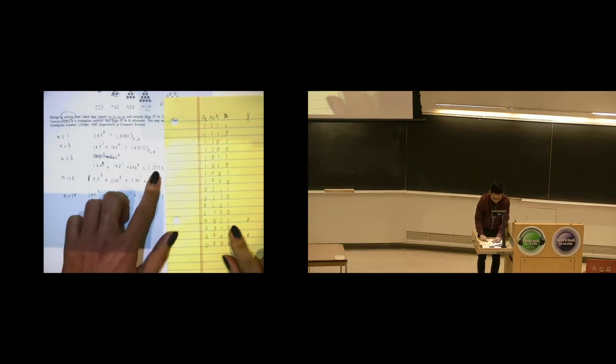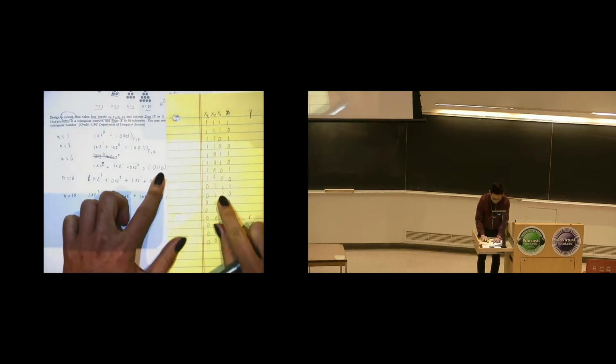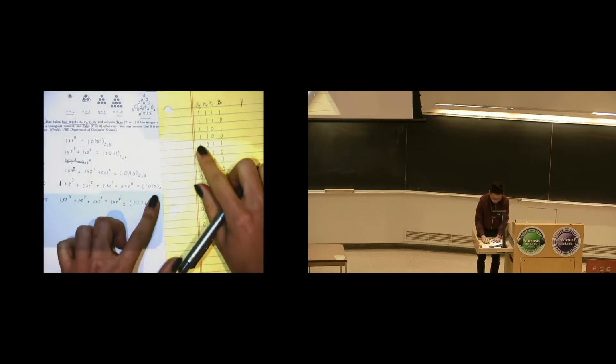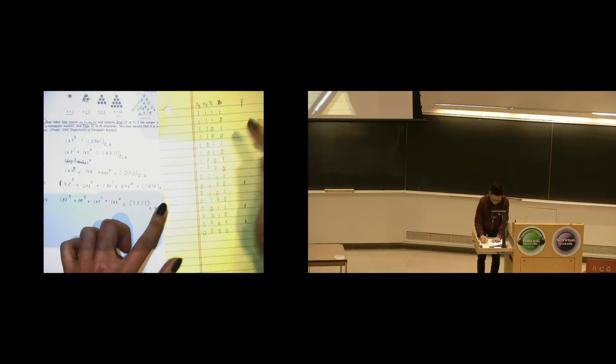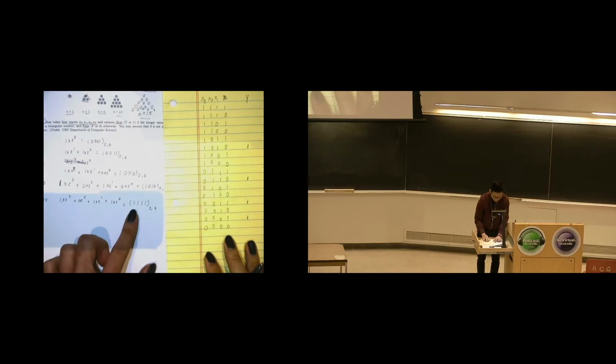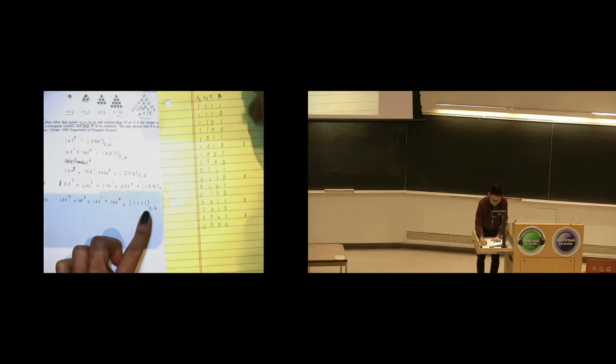Alrighty, so I have my y here. So y will output 1 when n equals 1, which is 0001. There's 1 right here. And then n equals 3 is 0011, which is right here. N equals 6, 0110. N equals 10 is 1010. This one. And the last one is 1111. This one right here. And the rest are 0.